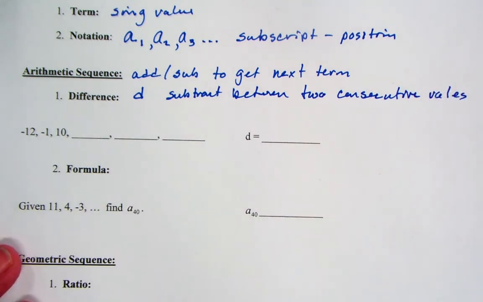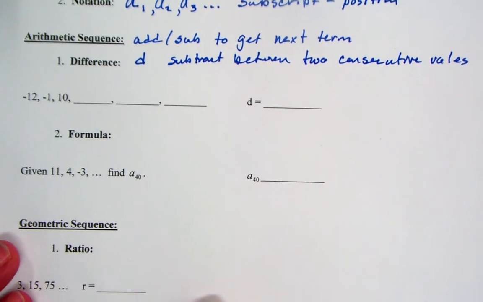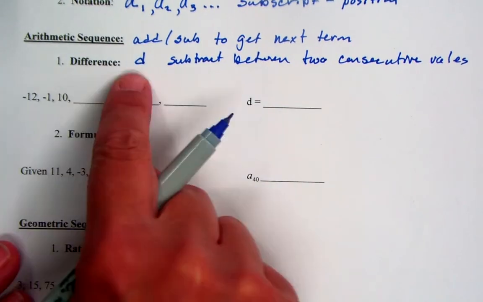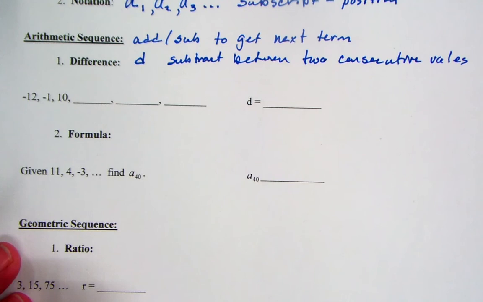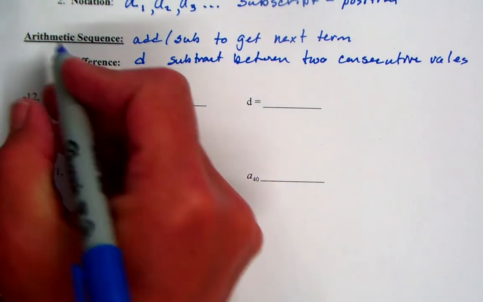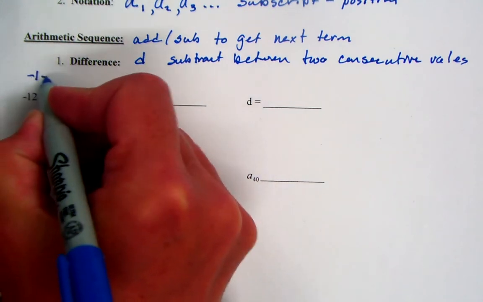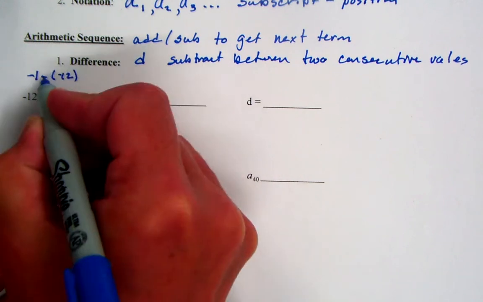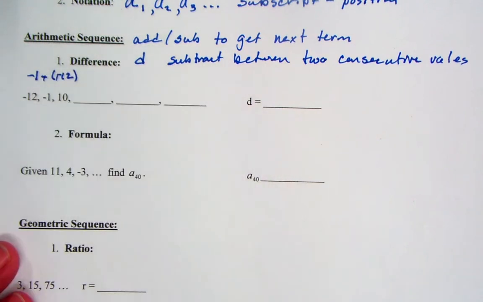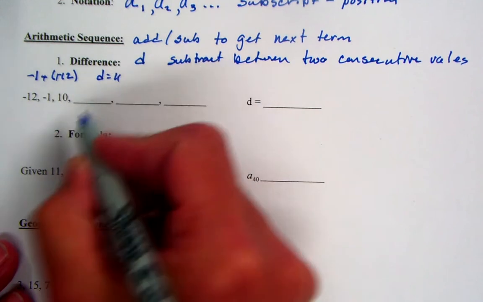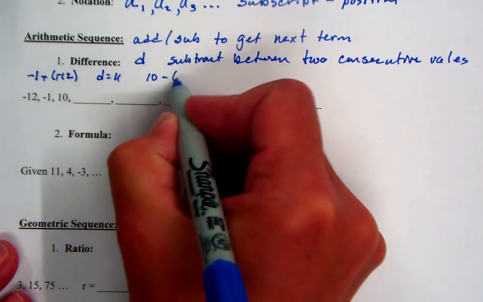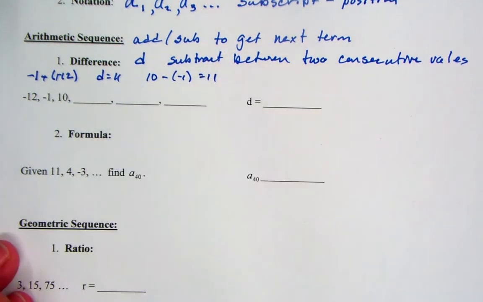So I have a sequence here that is going to be arithmetic. So in order to find D, I'm going to subtract the 2 consecutive terms, and I'm going to go -1 minus -12, which gives me 11. So that means my common difference is 11. I could have chosen 10 minus -1. I would have also gotten 11.